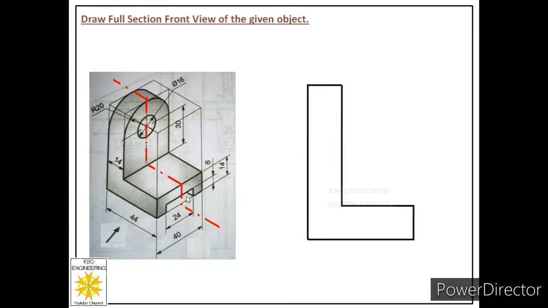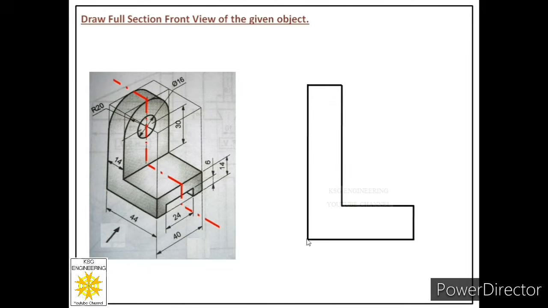And the length of this face is 44 millimeters. Because this recess is given to us, but its depth is not mentioned. So we have to assume that this recess is throughout the length of the object. So that means the length of this face will also be equal to 44 millimeters.